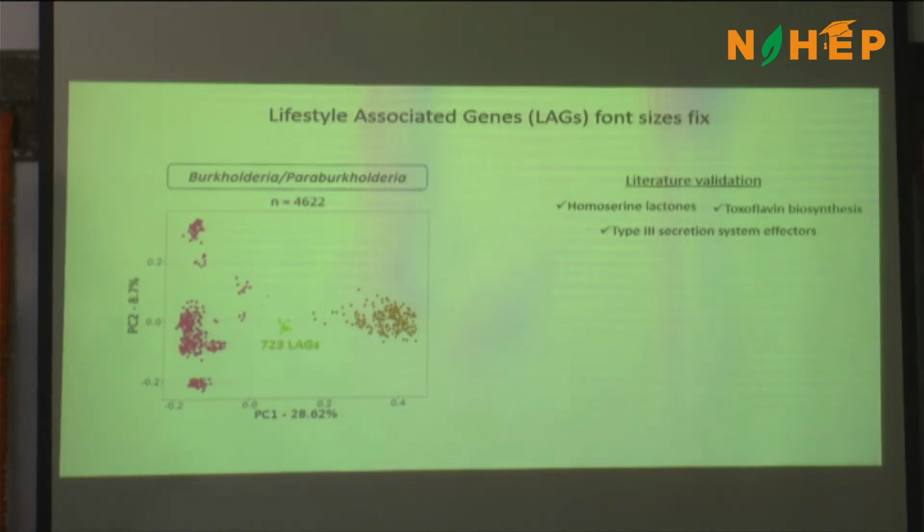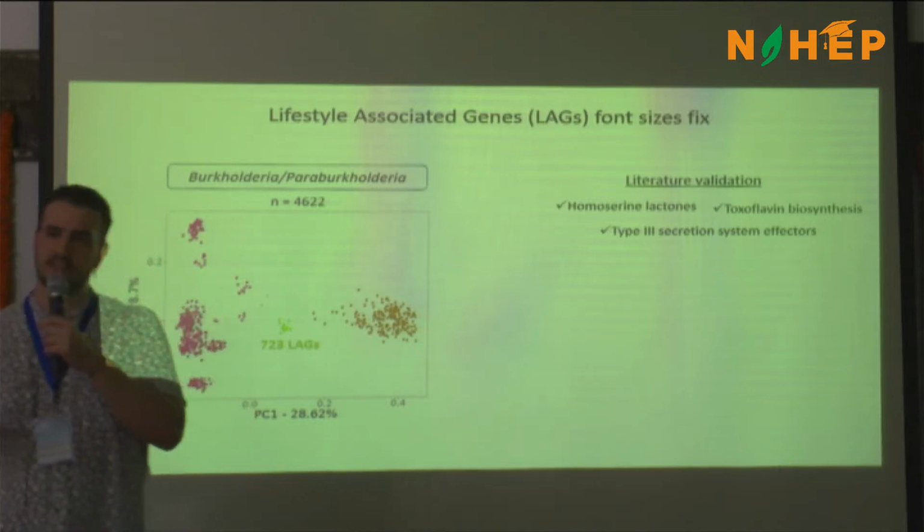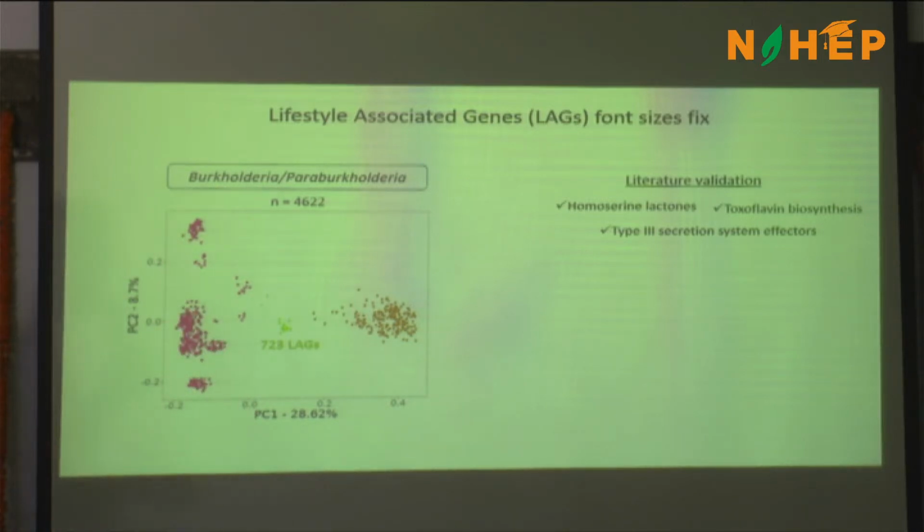Then we move to the literature, to see if there is something new. We do some literature validation, so we check for virulence markers that were already described in these plant pathogens, and we find some of them, like homoserine lactones, toxoflavin, and the well-known type 3 secretion systems. But then we also want to validate it in the lab.